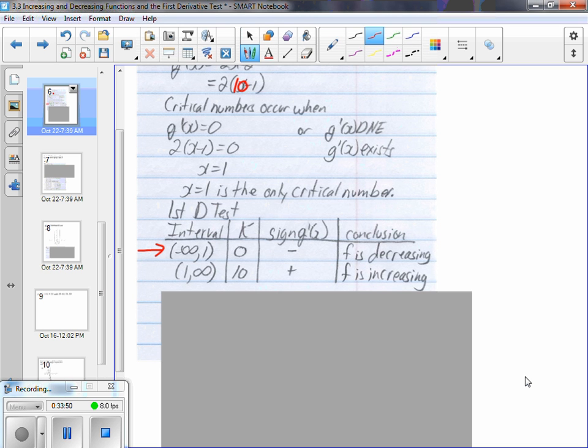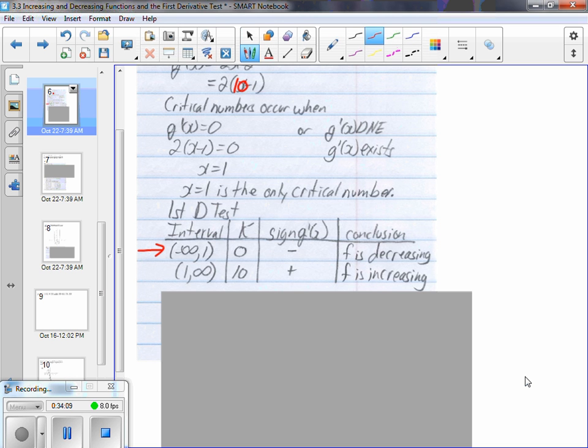Into the derivative. All right, I'm substituting 0 into the derivative, then I substituted 10 into the derivative. So that's all k stands for. It's a test x coordinate. Yeah. I made it up. I just picked a number that's in that interval.